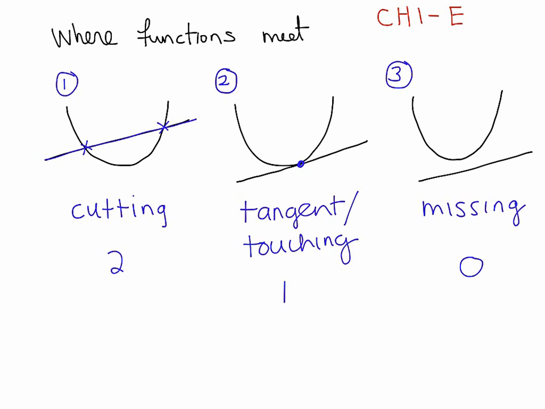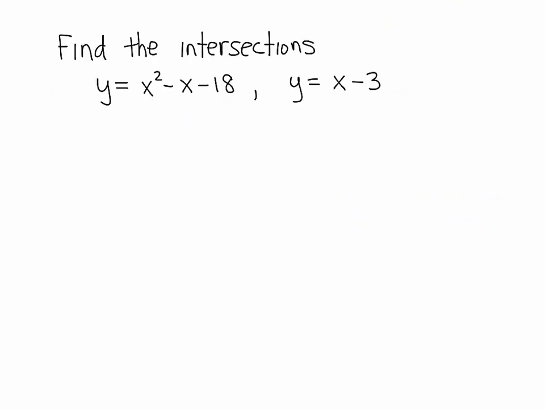When two graphs are intersecting, the values of x and y are the same at that point. We need to set the two equations equal to each other and solve for x and y. Given y equals x squared minus x minus 18 and y equals x minus 3, find the intersections. We're going to set the two equations equal to each other. x squared minus x minus 18 is equal to x minus 3. Move all the variables and numbers to one side. So we have x squared minus 2x minus 15 is equal to 0.